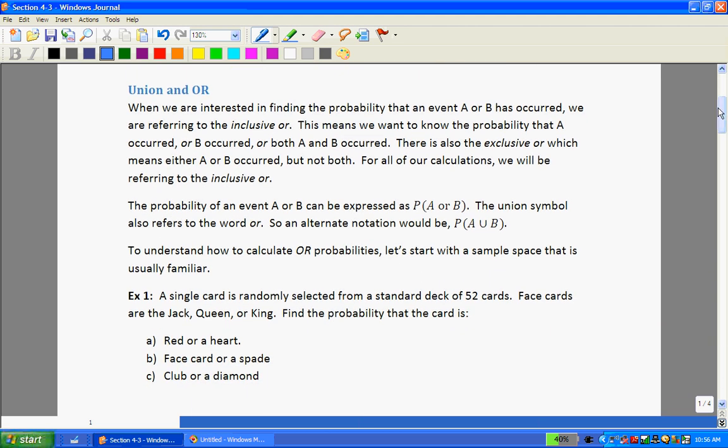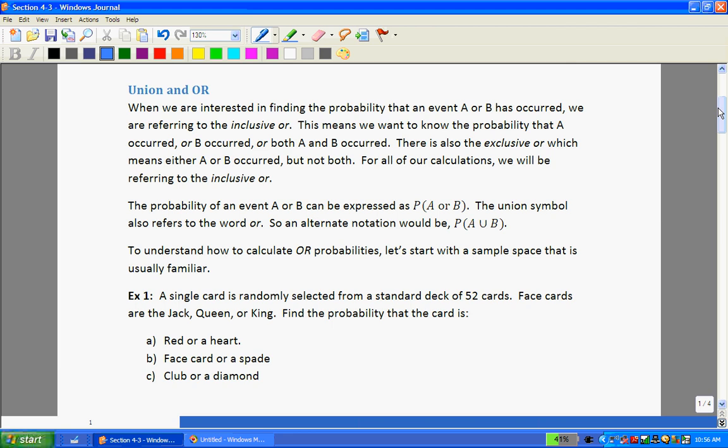Union and OR. When we are interested in finding the probability that an event A or B has occurred, we are referring to the inclusive OR. This means we want to know the probability that A occurred, or B occurred, or both A and B occurred. There's also the exclusive OR, which means either A or B occurred, but not both. For all of our calculations, we'll be referring to the inclusive OR, so you won't have to make that decision. It's just automatically going to be the inclusive, where we're considering either A could have happened, B could have happened, or they both could have happened at the same time.